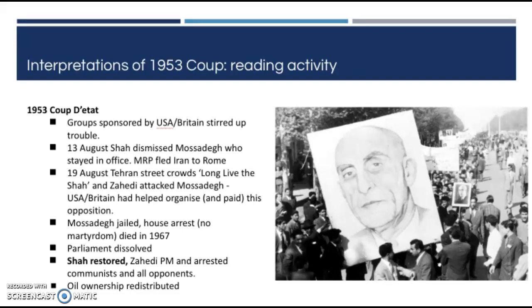There will be no martyrdom or execution for Mossadegh. He dies under house arrest. The Shah comes back from the first coup where he failed to the second coup where he's now successful to be restored. Oil ownership is redistributed. It doesn't go back to the Anglo-Iranian Oil Company in its previous form, and Iran now gets 50% of the profits as opposed to the 20% they were receiving before.